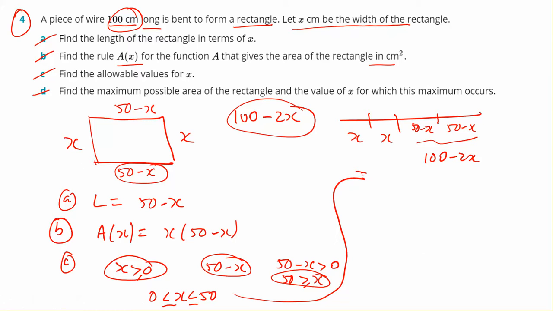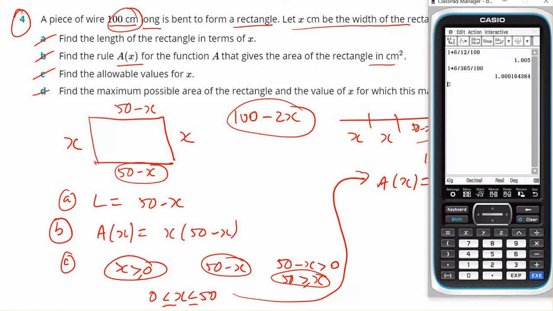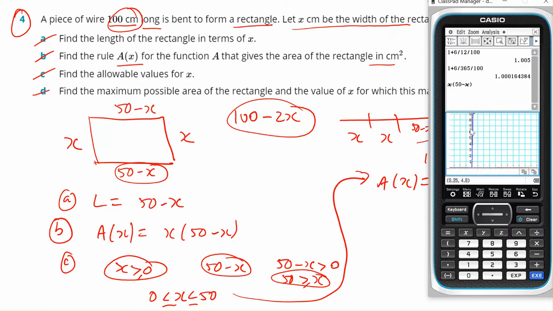So we know A of x is a quadratic. I'm going to sketch it on my CAS calculator just to get an idea of what it looks like. So let's go. We've got x times 50 minus x, and I highly suggest you use the x button here, because I'm using a computer and I get used to typing on the keyboard. Sometimes it doesn't work, so I'm just going to put it here and see if we get an answer.